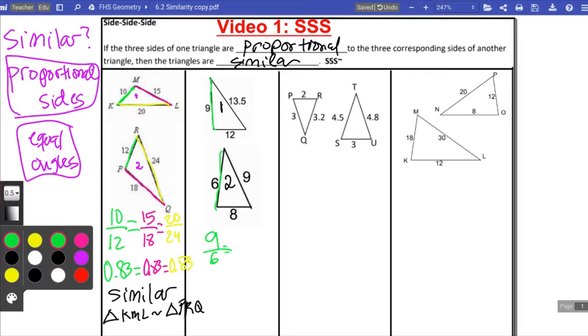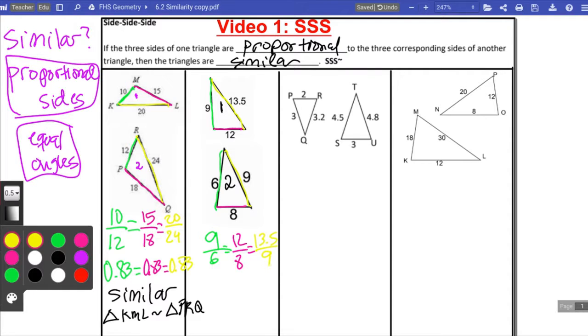All right, step it up a little bit. Medium side, 12. Medium, 8. So 12 over 8 equals. All right, yellow. Long, 13.5, long, 9. 13.5 over 9.